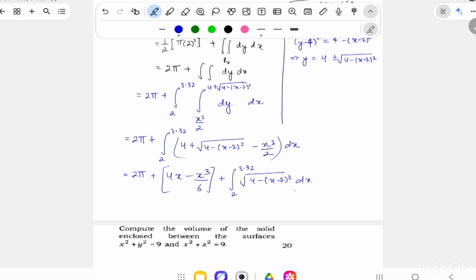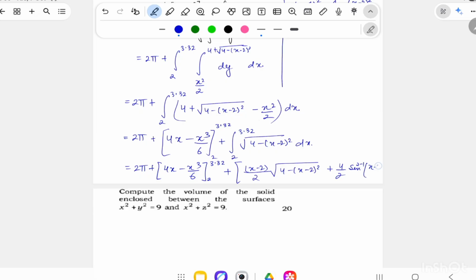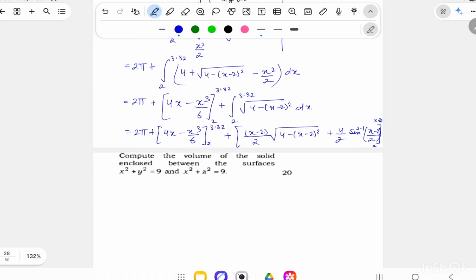Now I can use here a result which we used in the previous question, so its integration will be 2 pi plus, here also the limit varies from 2 to 3.32, 4x minus x cube by 6, and the limit varies from 2 to 3.32, plus (x minus 2) by 2 under root 4 minus (x minus 2) square plus 4 by 2 into sine inverse of (x minus 2) by 2, and the limit varies from 2 to 3.32. Now I need to evaluate this limit in order to get the final answer.